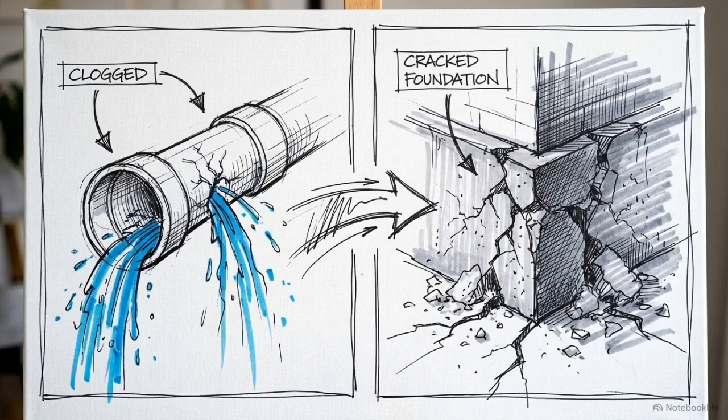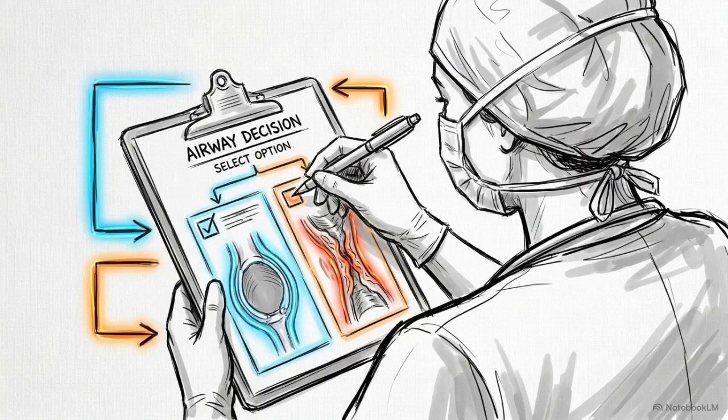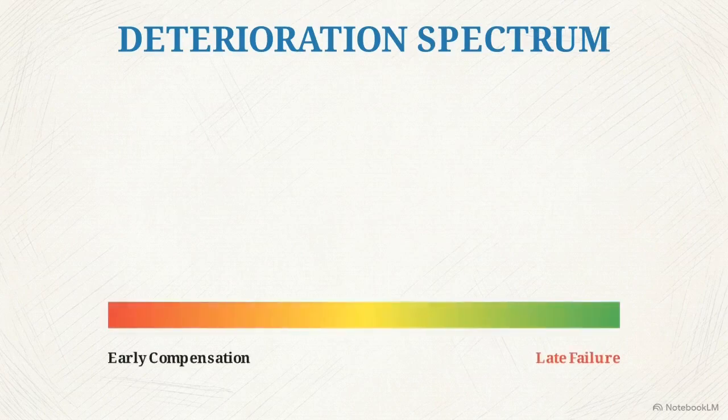COPD is permanent structural damage. Recognizing whether you are treating a reversible spasm or a chronic state of compensation dictates every clinical protocol that follows. This is the deterioration spectrum. To intervene effectively, you must identify exactly where your patient sits on the timeline between early compensation and late respiratory failure. When airflow is initially compromised, the body attempts to compensate.